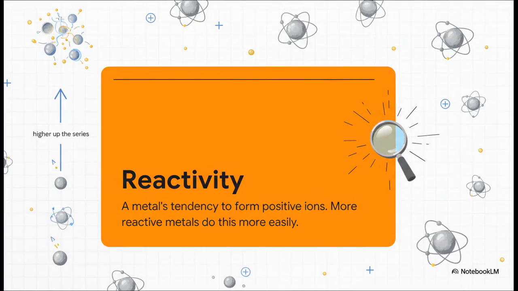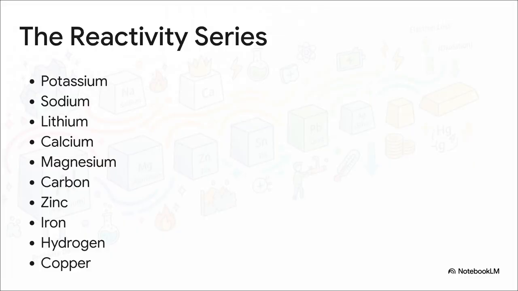But what are we actually measuring here? What puts a metal at the top of the table? It's all about how keen a metal atom is to lose its outer electrons and turn into a positive ion. The easier it finds it to do that, the more reactive it is, and the higher up our league table it goes. And here it is.